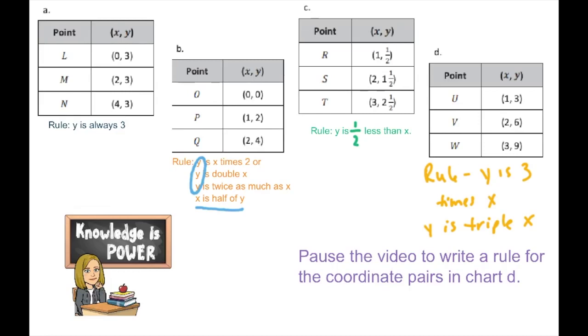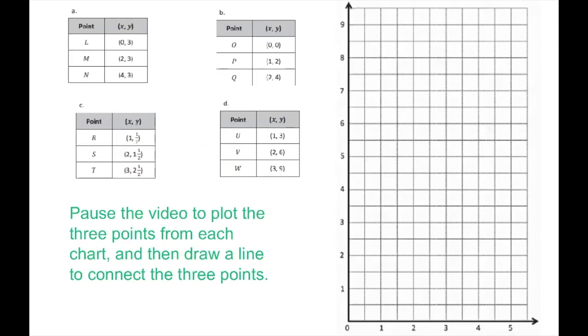If I multiply 3 times 1, do I get 3? Yes. What about 2 times 3? Do I get 6? Absolutely. And 3 times 3, is that 9? Great job. All right, scholars.